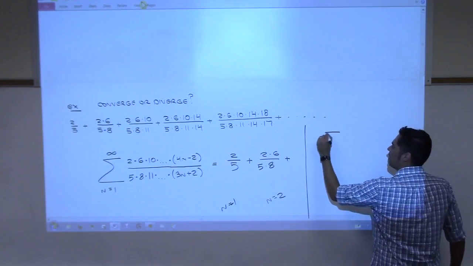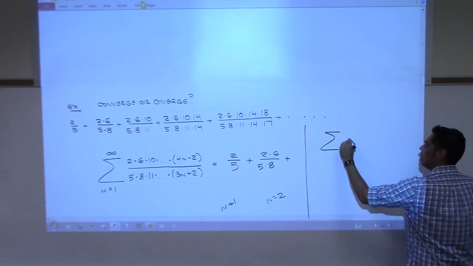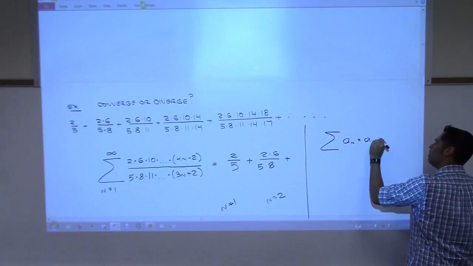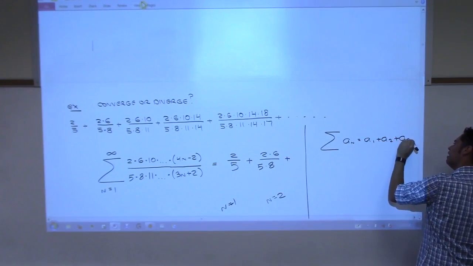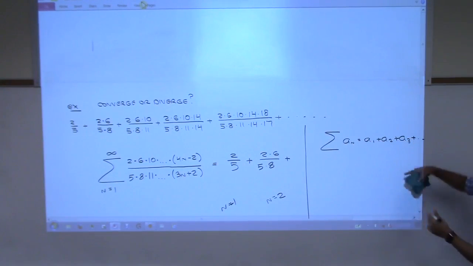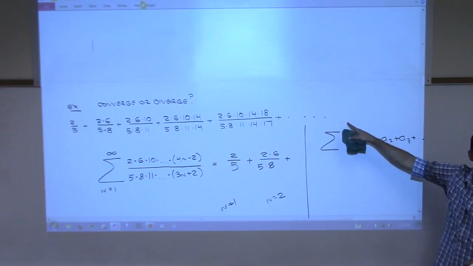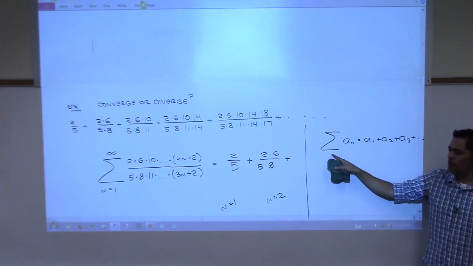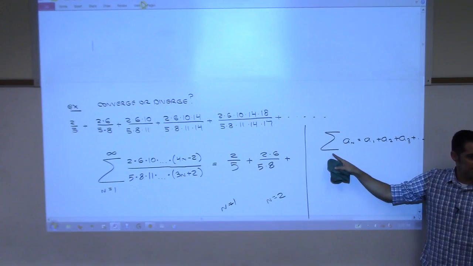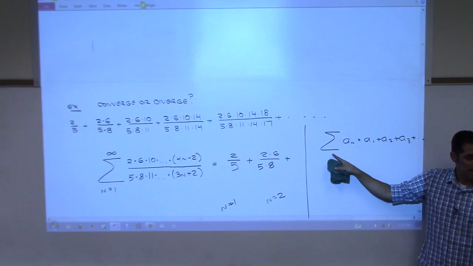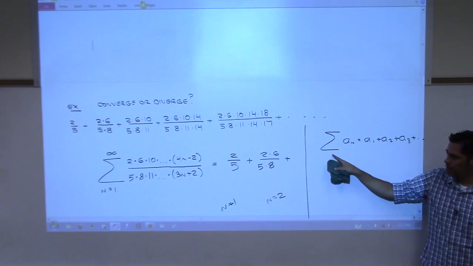We know what this means, right? Sum, a sub n. This is a1 plus a2 plus a3 forever, or depending on what these limits are. This capital Greek sigma was a capital S, right? Capital S stood for sum.